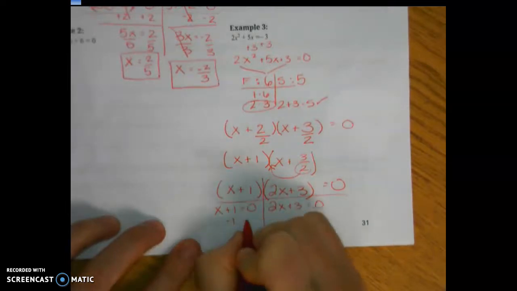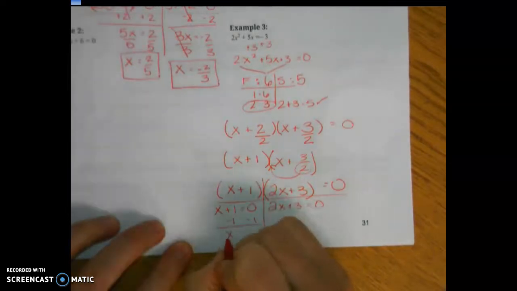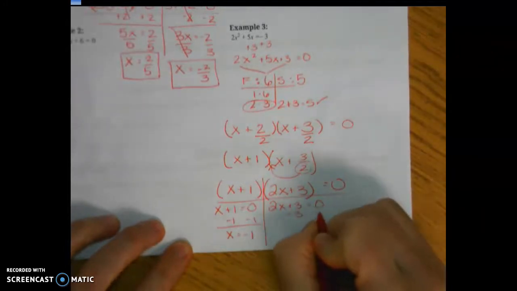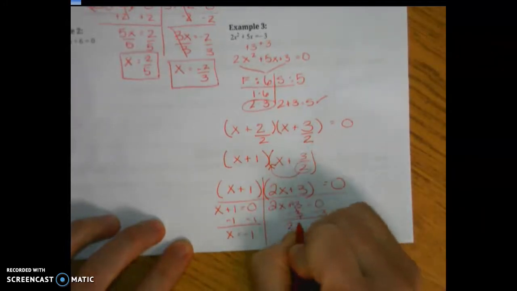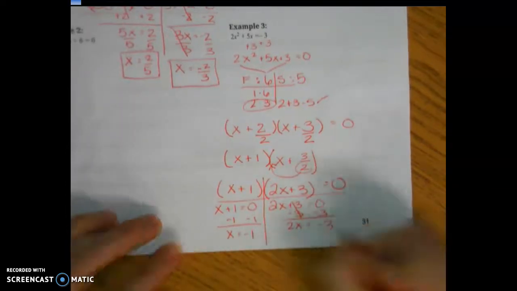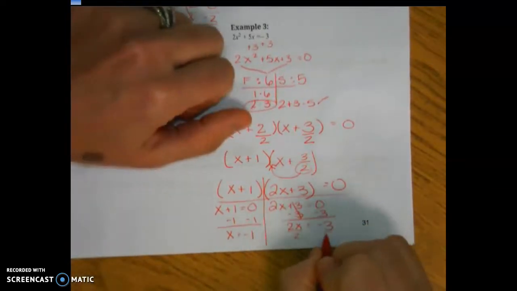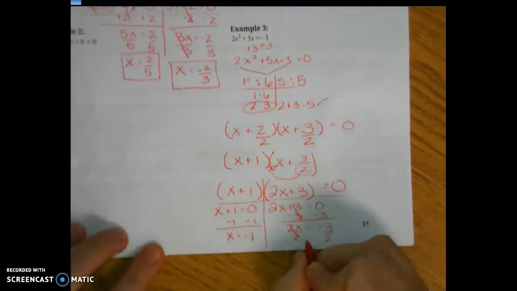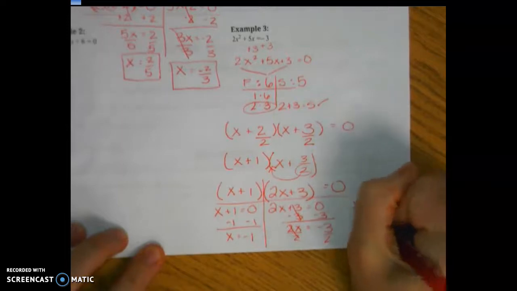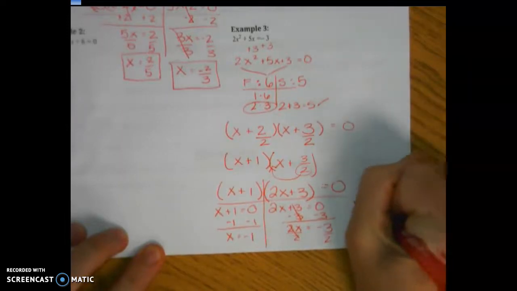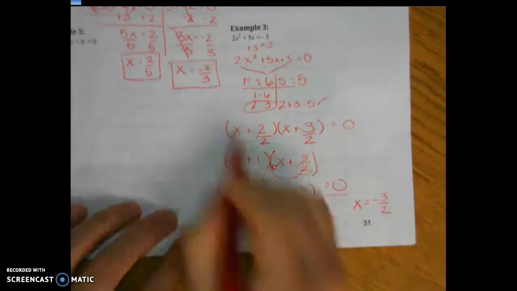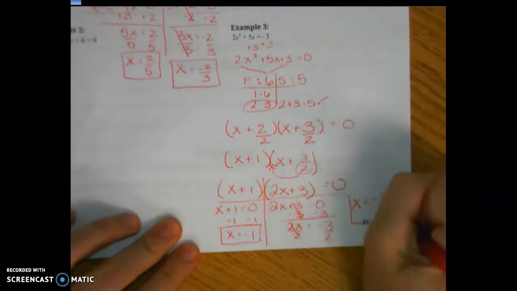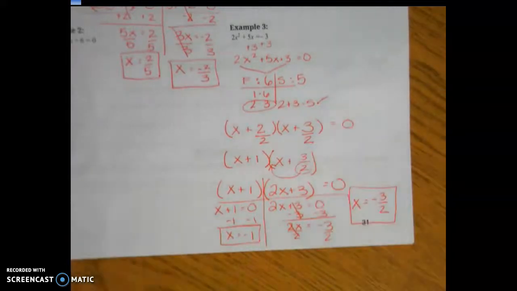For this one, I will do minus 1 on both sides, and I get x is equal to negative 1. And then for this one, I'll do minus 3. I have 2x equals negative 3. Divide both sides by 2, and I get another fraction. So I'll put my answer over here. X equals negative 3 over 2. So I have 2 solutions to this equation. X equals negative 1 and x equals negative 3 over 2.